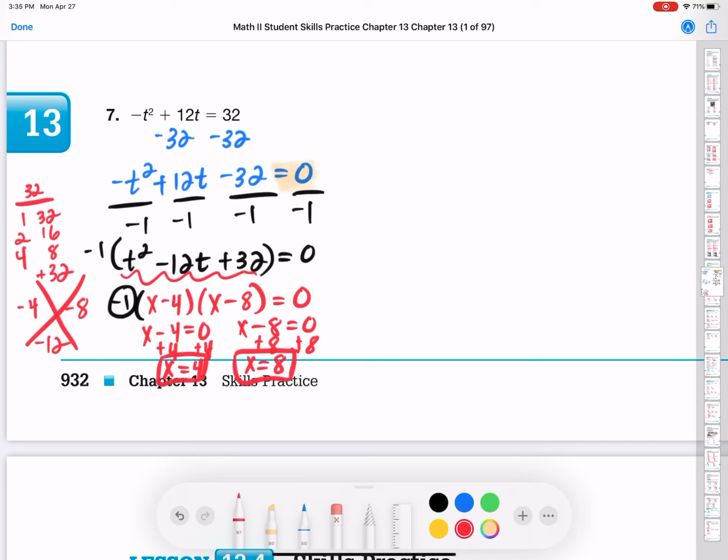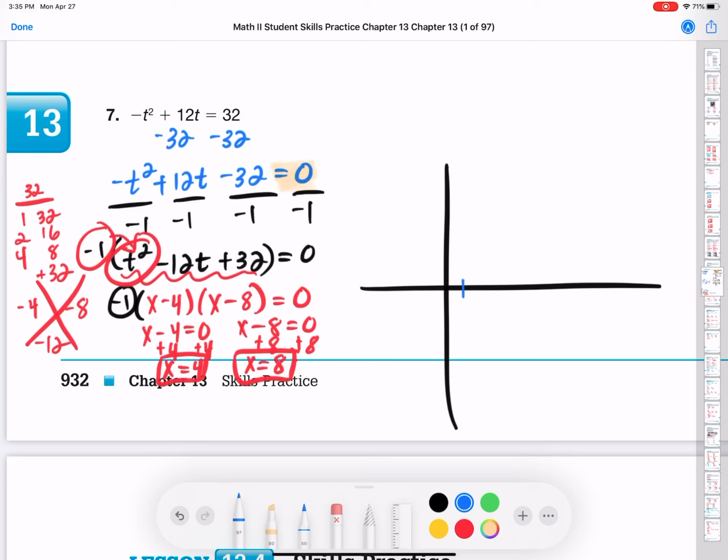I know my quadratic is facing down because I have a negative a value. If I were to distribute that back in, it would make my leading term negative. So if I wanted to graph this, I would have a 0 at 1, 2, 3, 4. I would also have one at 5, 6, 7, 8. And then I could also know that it's opening down. So it's going to look something like this.